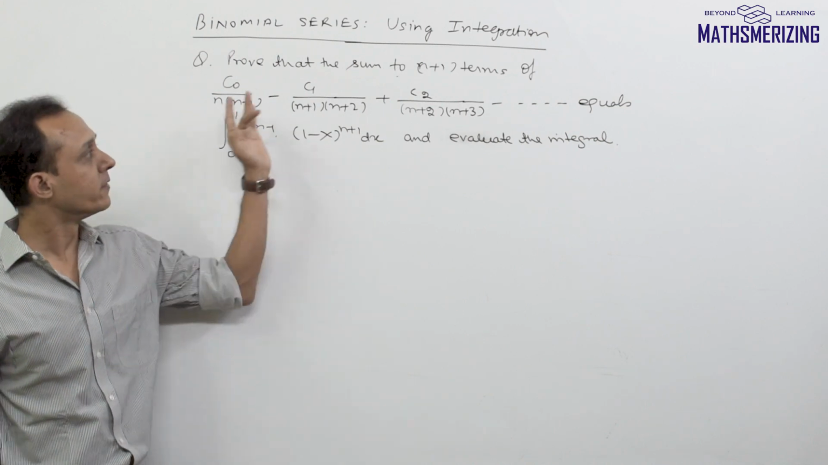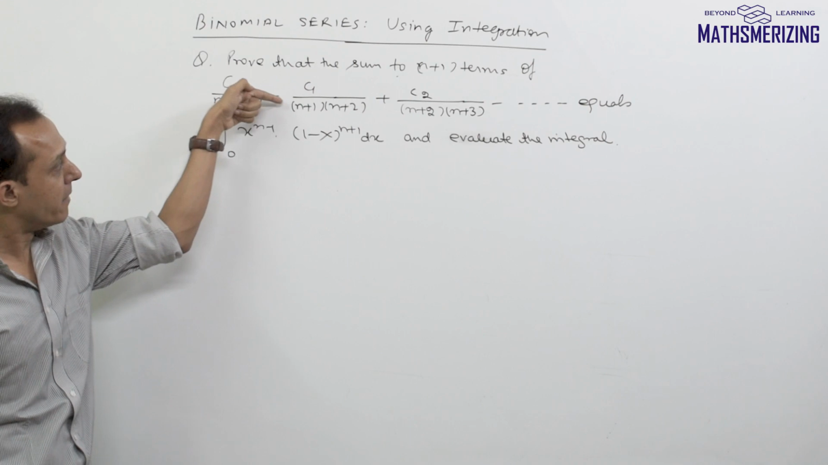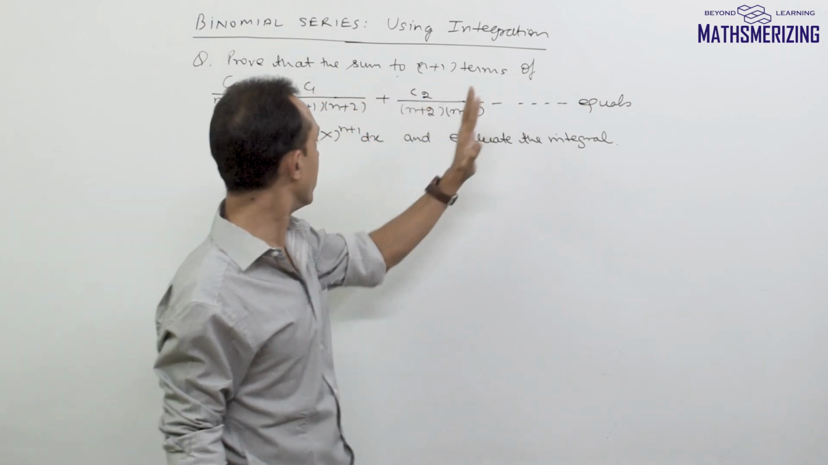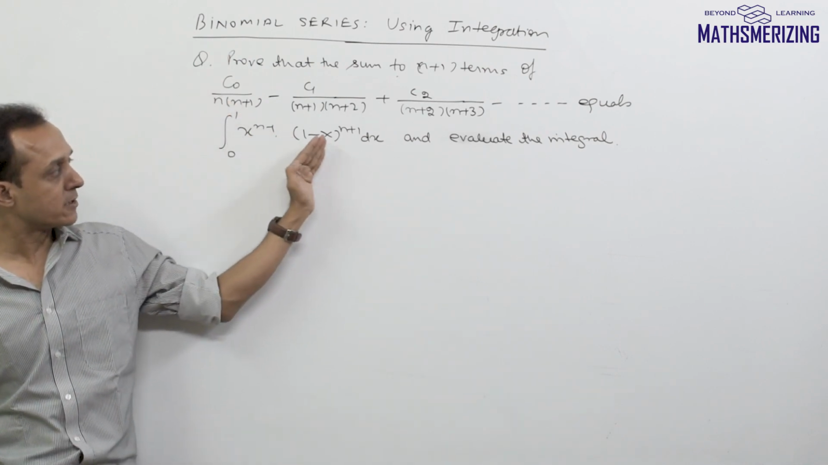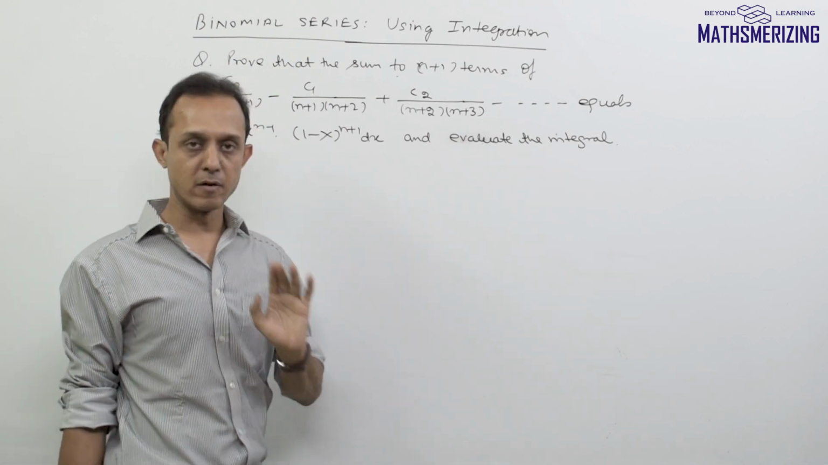So the question is, prove that the sum to n plus 1 terms of c0 upon n, minus c1 upon n plus 1, plus c2 upon n plus 2, is equal to this integral, which is from 0 to 1 of x to the power n minus 1 into (1 minus x) to the power n plus 1 dx, and then we'll have to find this integral also.